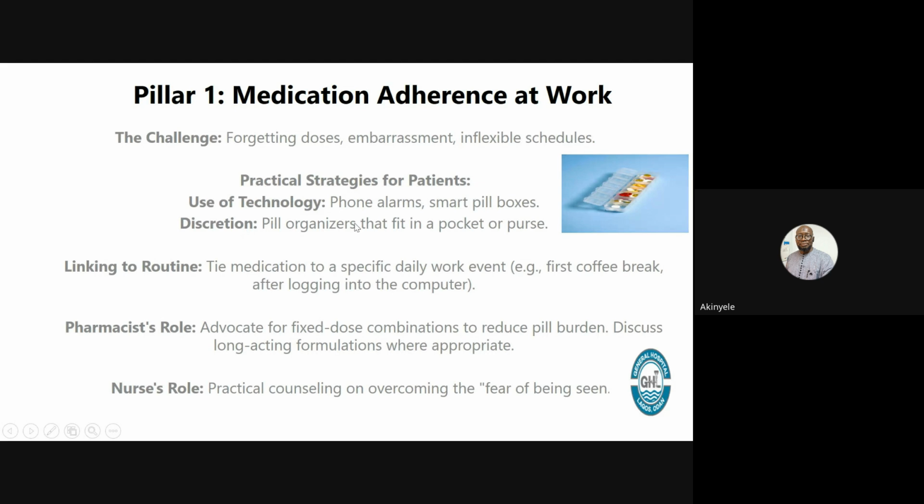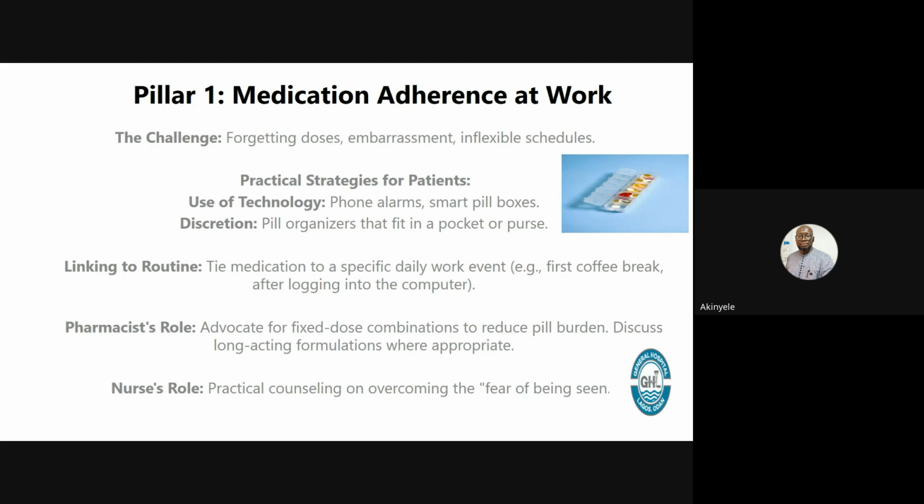So some of the things that we can do to help them at work, for example, let's look at medication adherence. The challenges are they may forget their doses. Some of them may feel embarrassed taking their medications before their colleagues. And because of the kind of schedule that they have, it may also affect their meal time, their opportunities to exercise, and all of that.